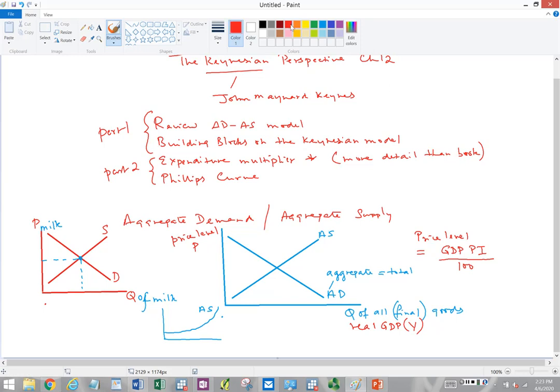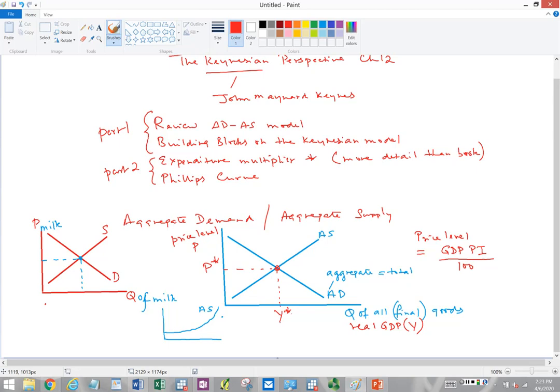And what kind of equilibrium is that? We call that macroeconomic equilibrium. So we have macroeconomic equilibrium where the two curves intersect. This gives us the equilibrium price level P star, and down here on the horizontal axis we get the equilibrium level of real GDP. Right?